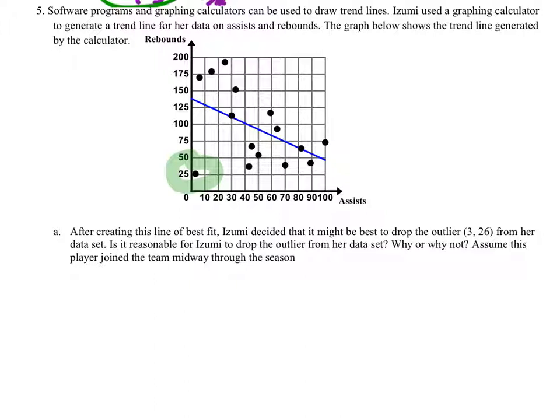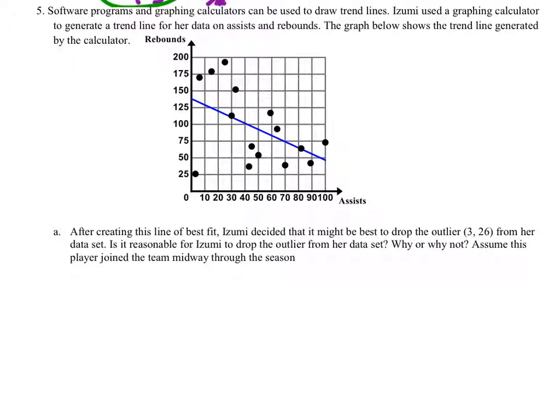This one right here, which means the point doesn't fit what's happening. So you see how it would be manipulative just to say I'm just going to leave it out. That's garbage. What's stopping you from saying that one's garbage or any of these? So it says she may drop that one. Is it reasonable for her to drop the outlier from the data set? It depends on what is going on.